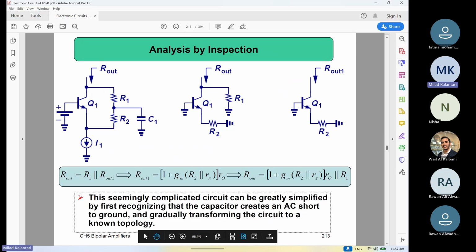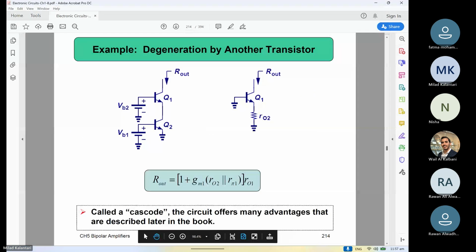Oh, it's just showing how the capacitor is shorted and things. Okay. So here is showing the degeneration by another transistor, for example. What is the R out of this circuit?